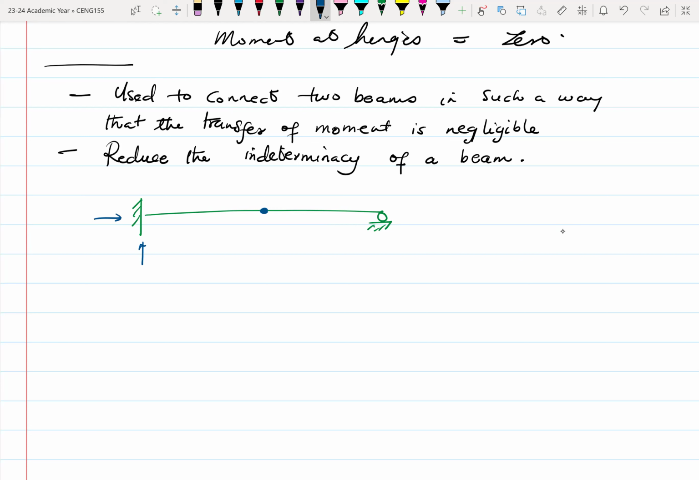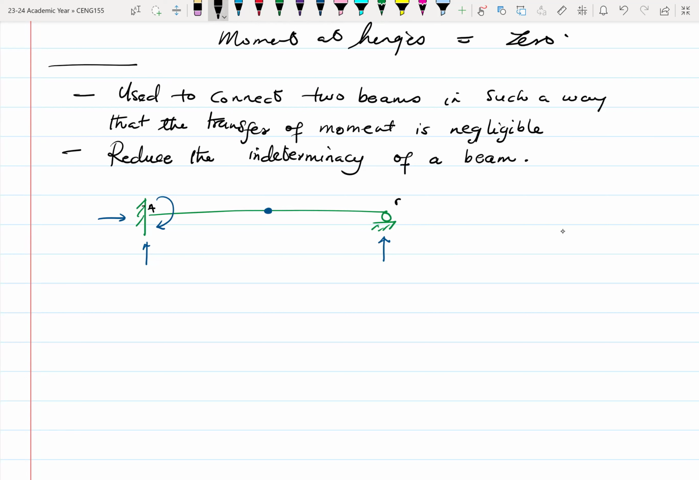Your unknown reactions are still three. Sorry, they are four. Let me label them, maybe just for emphasis. So this is A, B, and C. This is our VA, our MA, HA, VB. So we have four unknown reactions. We still have three equilibrium equations.